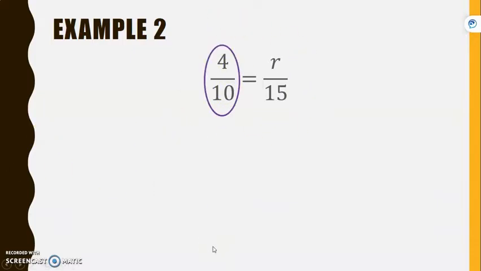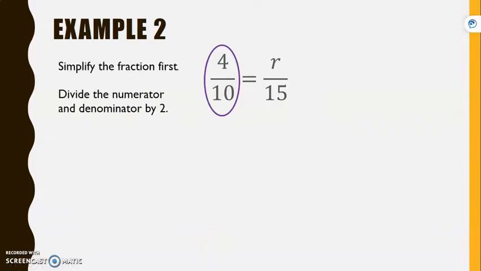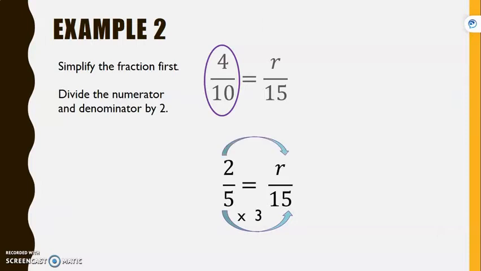Now, sometimes we have proportions where we cannot figure out how to multiply or divide to get to a new number. If we have that, then we need to simplify one of our fractions. So I'm going to divide the numerator and denominator both by 2, and I get 2/5. So here's my new proportion: 2/5 equals r over 15. Now I can figure out how to get from 5 to 15 by multiplying by 3. And I'm going to do that same operation to the numerator, 2 times 3. So 2 times 3 is 6, so r equals 6.